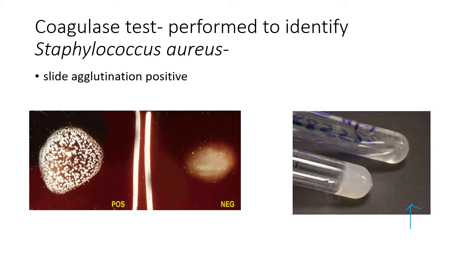So once you've made the emulsion in saline, you'll drop 2 or 3 drops of human plasma or rabbit plasma and mix it well and rock it up and down, and then you start looking for clumps. Now the clumps are very clear here, as you can see, and that means that the enzyme coagulase is present, as against here where it still remains a uniform emulsion and there are no clumps.